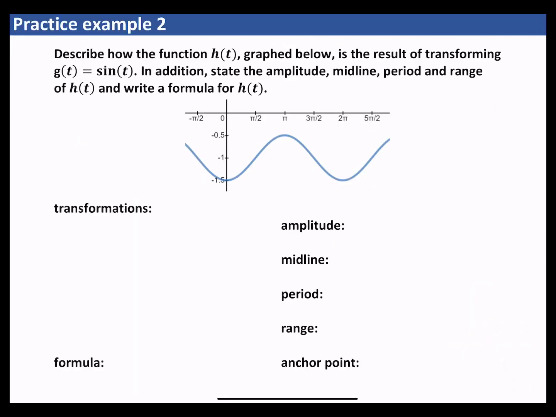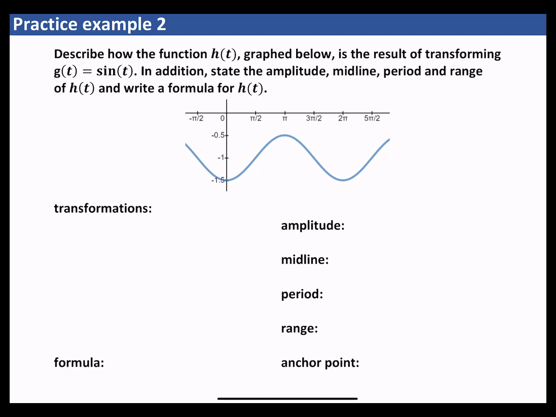Let's look at one more example. Describe how the function h of t, graphed below, is the result of transforming g of t equals the sine of t. In addition, state the amplitude, midline, period, and range of h of t, and write a formula for h of t. Pause the video here and try to answer this question on your own.